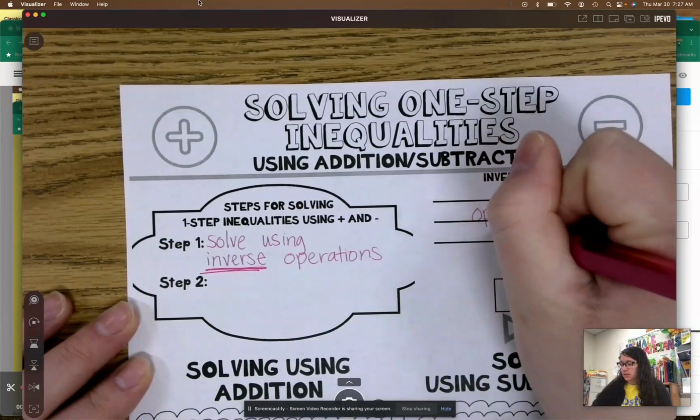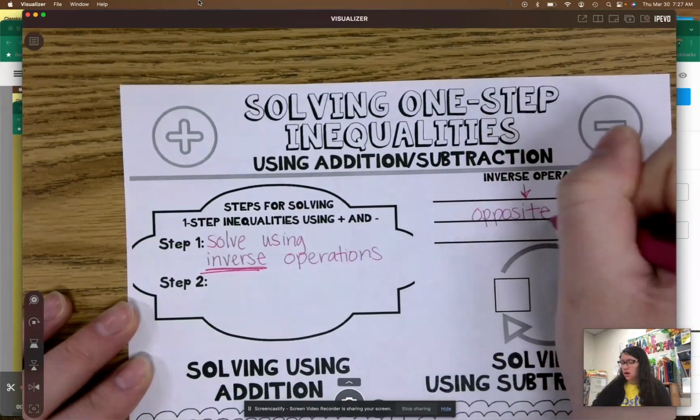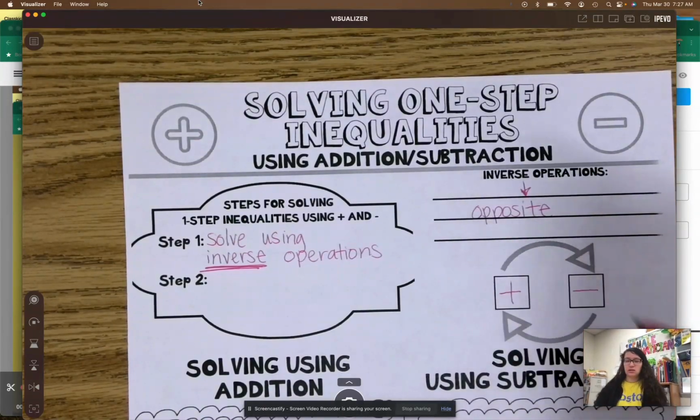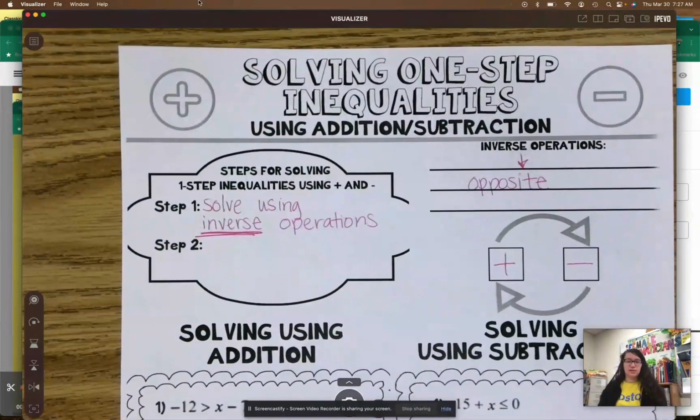That means the opposite operation. So for inequalities in sixth grade, the only thing we're doing is adding and subtracting. Those are inverses of each other. They're opposites of each other. So when we're going through solving, if I see addition in the problem or a positive number, the opposite would be I need to subtract or do the negative of that number. If I see subtraction in a problem, I need to do addition or the positive of that because it's the opposite, the inverse.